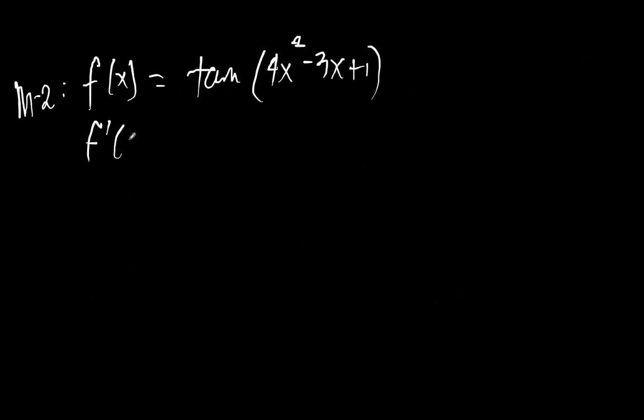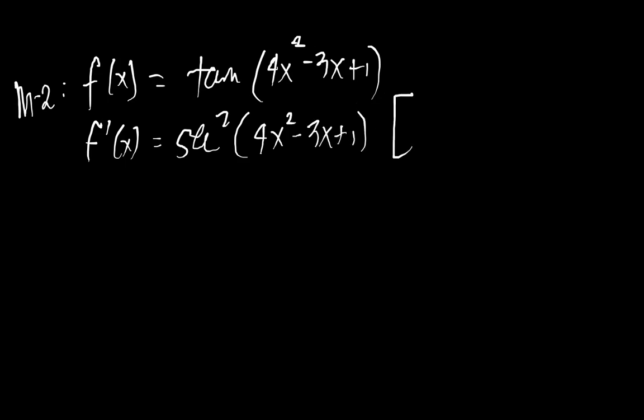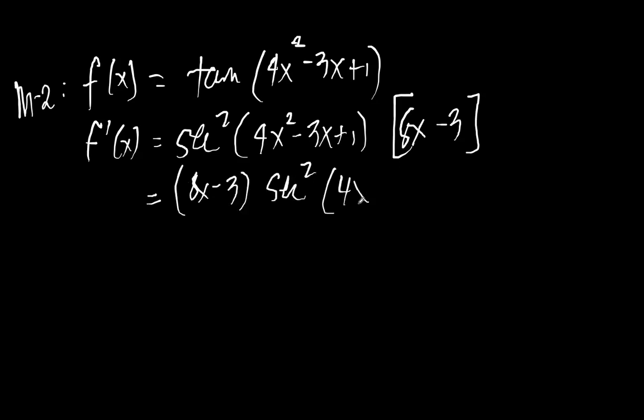So the derivative of f of x is equal to, the derivative of tangent is secant square, copy, 4x squared minus 3x plus 1. And what's the derivative of this? We need to differentiate this. We have 8x, 3. And of course, this is 0. So we have 8x minus 3 times secant square of 4x squared minus 3x plus 1. Okay, so it's just actually the same. I just made it simpler or shorter.